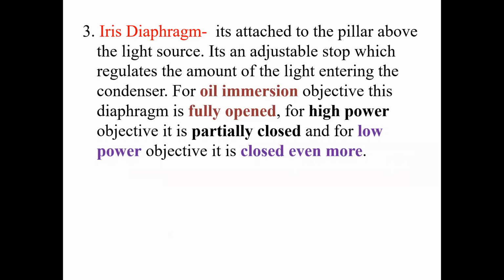For the oil immersion lens, it is fully open because the space between the oil immersion lens and the specimen under observation is very less. So it is important that the maximum light enters into the objective lens and into our ocular lens. For the higher objective, it is partially closed because the distance between the specimen and the higher objective lens is minimal. And for the lower power objective lens, the distance between the specimen and the objective lens is higher. So it has to be closed to regulate the amount of the light that is entering into the ocular lens.